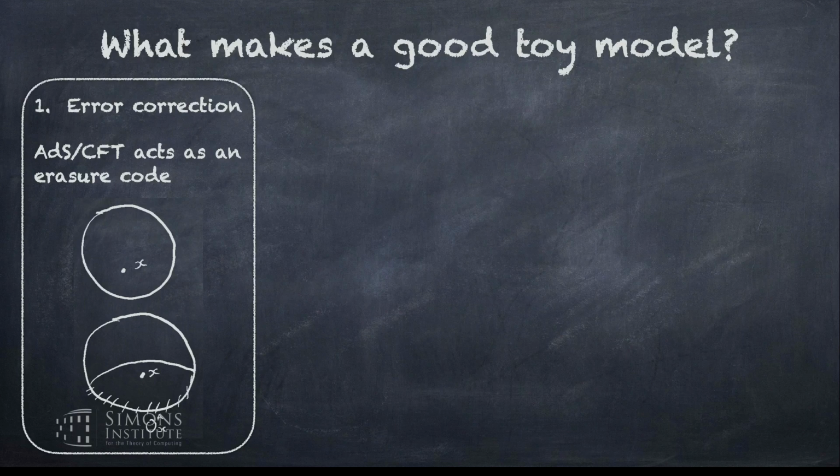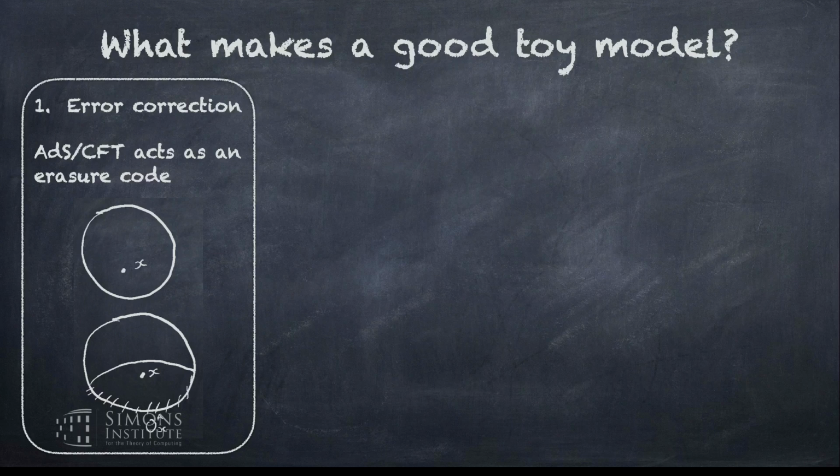So what do I mean when I say ADS-CFT is an error-correcting code? As I said, ADS-CFT is this duality between a bulk gravitational theory and a non-gravitational theory living on the boundary. And the way this duality works is that if you have some bulk operator or bulk state living in some part of the bulk, the idea is that you can recreate that operator or state on a boundary region if the operator lives in what's known as the entanglement wedge of that boundary region.